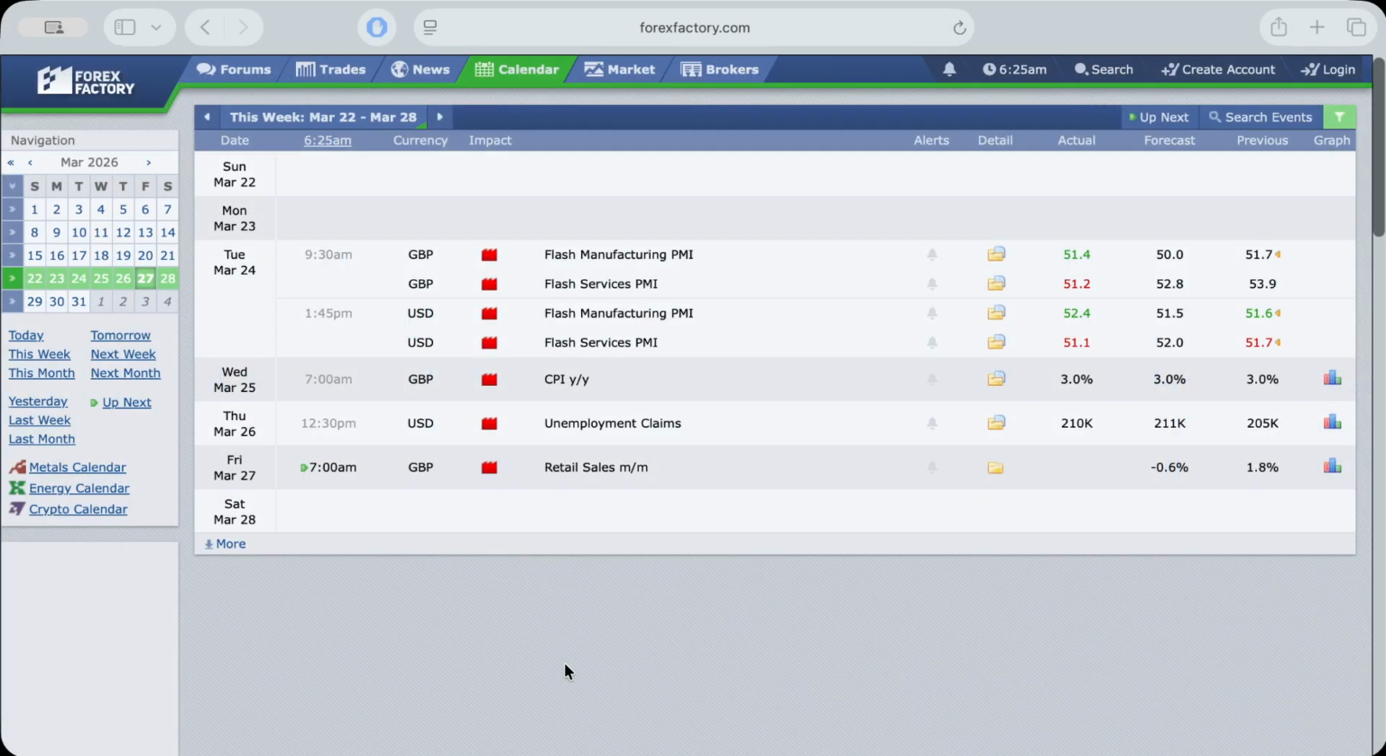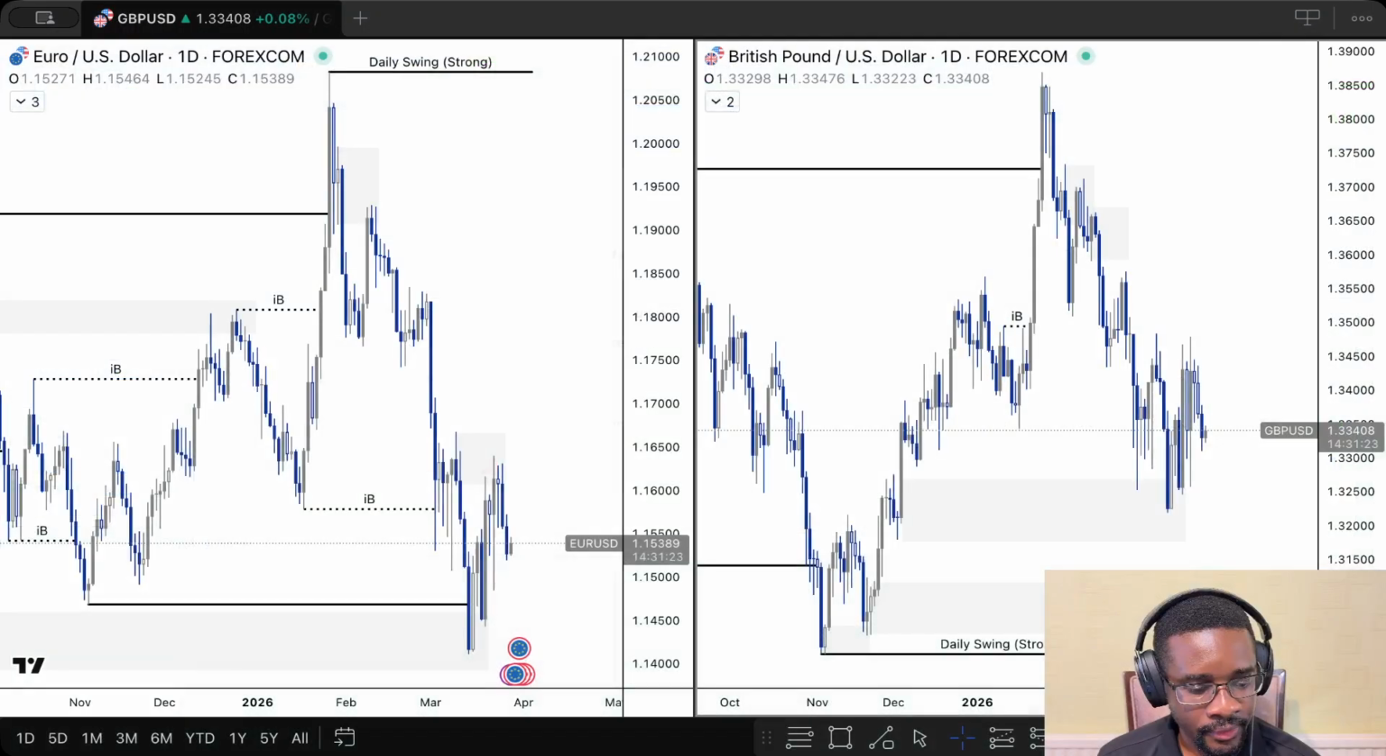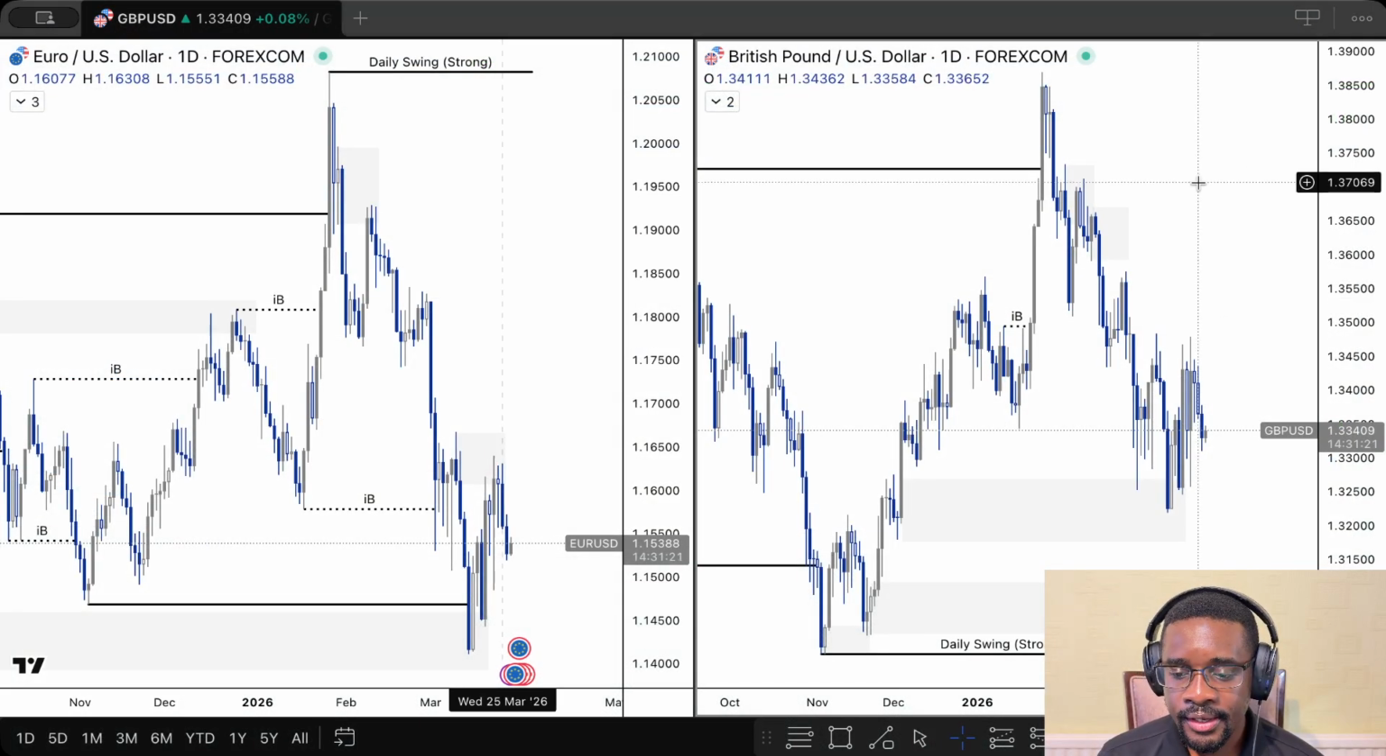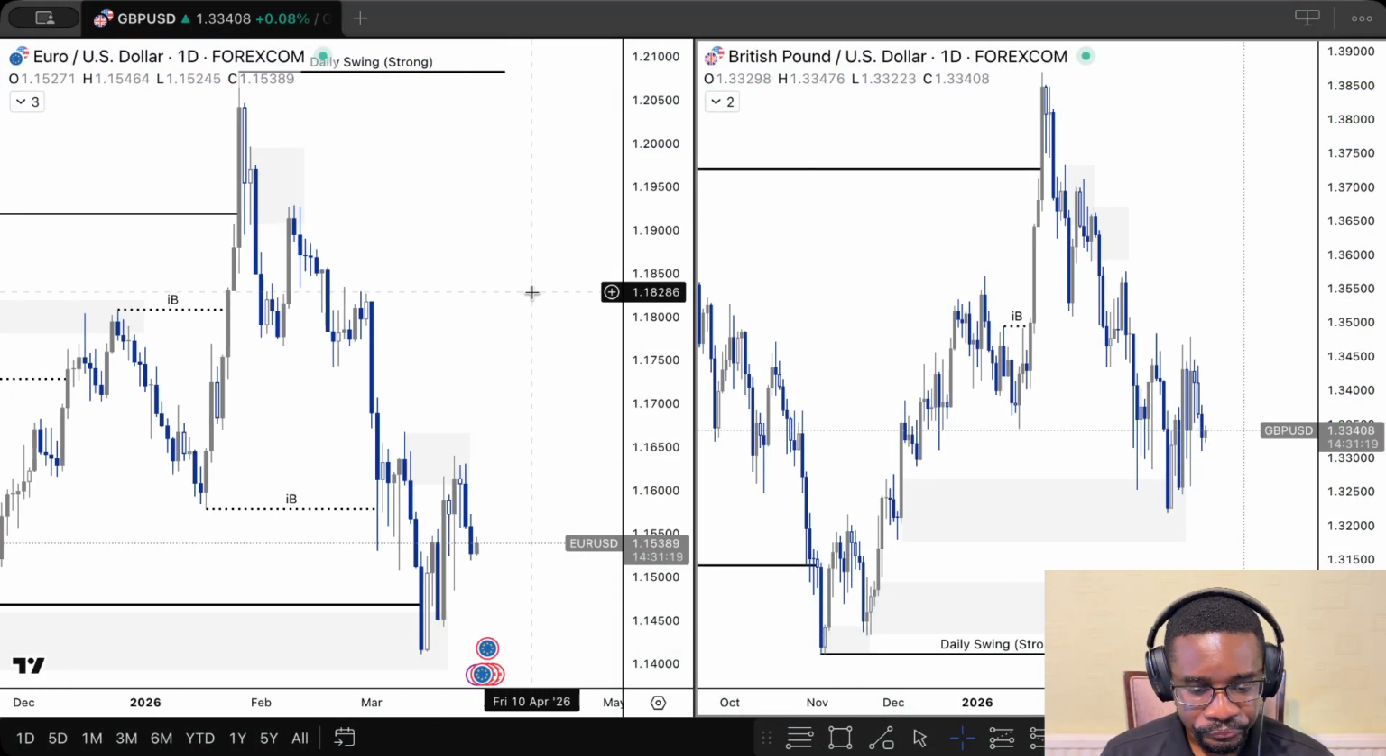So let's jump right into Forex Factory. Today's a Friday, and we have only retail sales for the GBP as high impact news. Obviously, with everything going on in the world at the moment, at any point during the day, high impact news can just drop, and you just see the market reacting. So let's look at the chart.